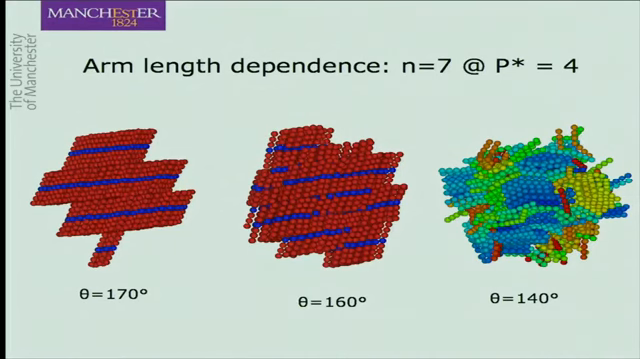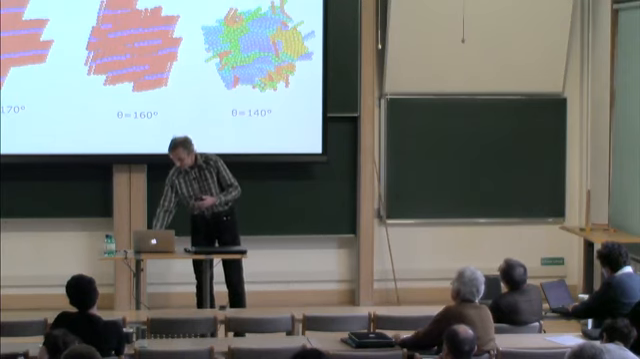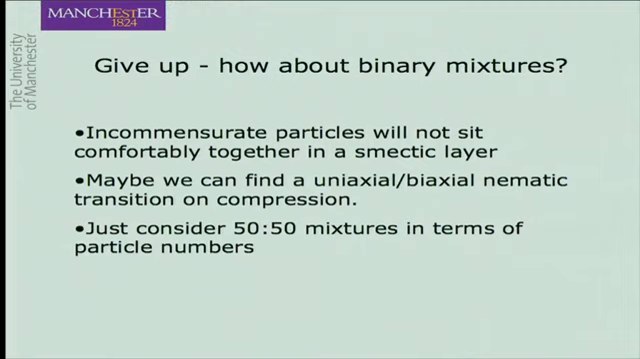Again, we want to cure that, but we don't know how to. So we gave up at that point and wondered what happened if you started mixing these V shapes together. And this comes back to the talk of Dr. Belli. The idea is that if you have a mixture of particles which are different shapes or different lengths, then they may not sit very easily in a smectic layer. And so maybe that will extend the region of stability of the biaxial nematic, allow you to find it.